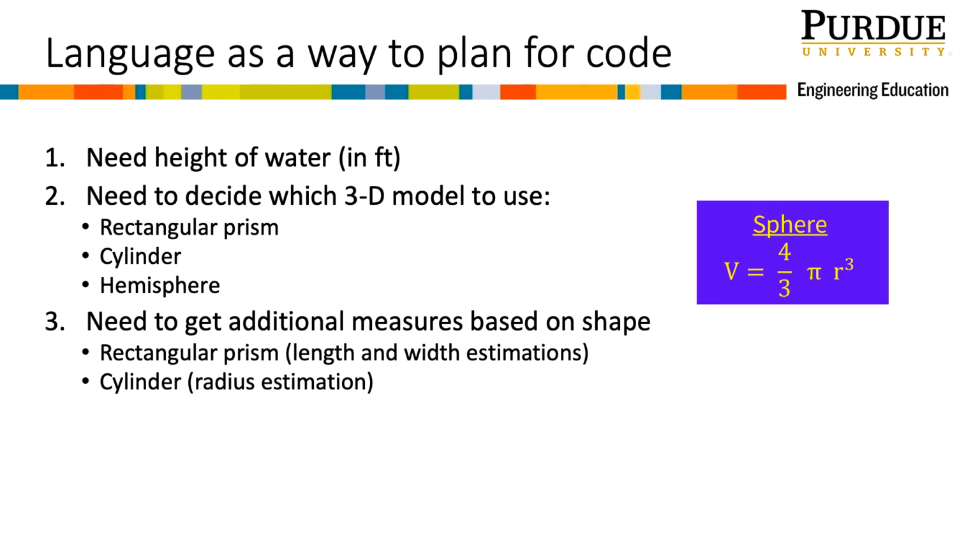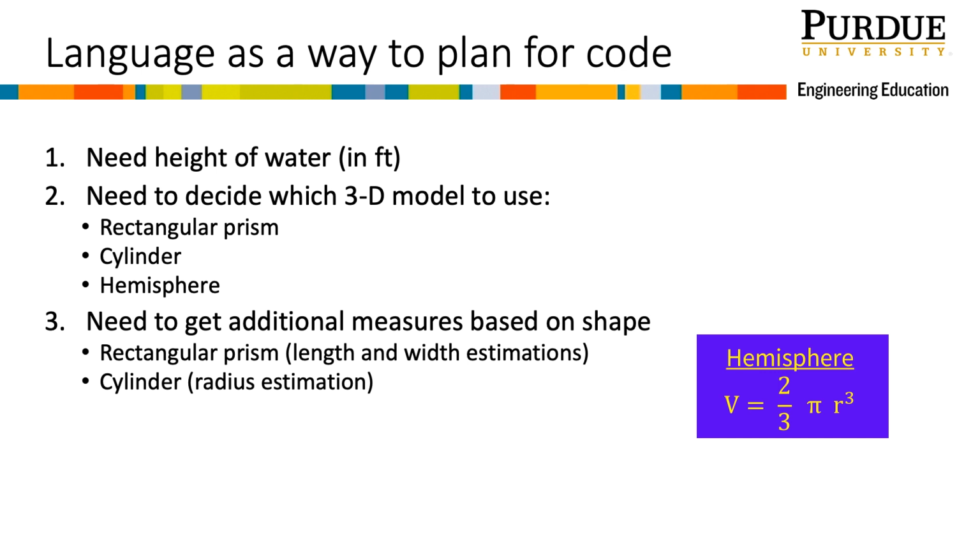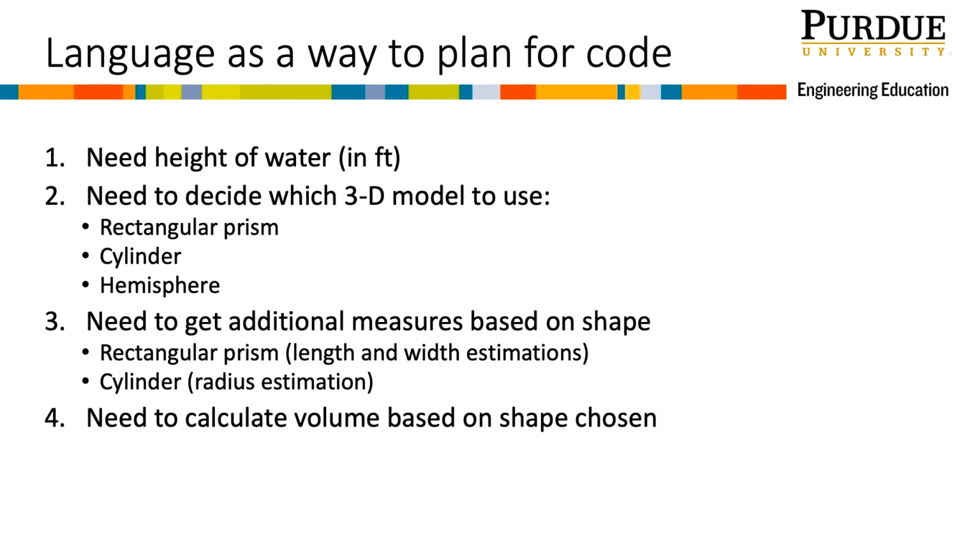That is because the volume of a sphere is 4/3 pi r cubed, making a hemisphere half of that, or 2/3 pi r cubed. Since the height would represent the radius, we don't need to ask for anything else from the user. And for whichever shape is chosen, we need to calculate volume. Finally, we need to give the user the estimated volume in feet cubed.